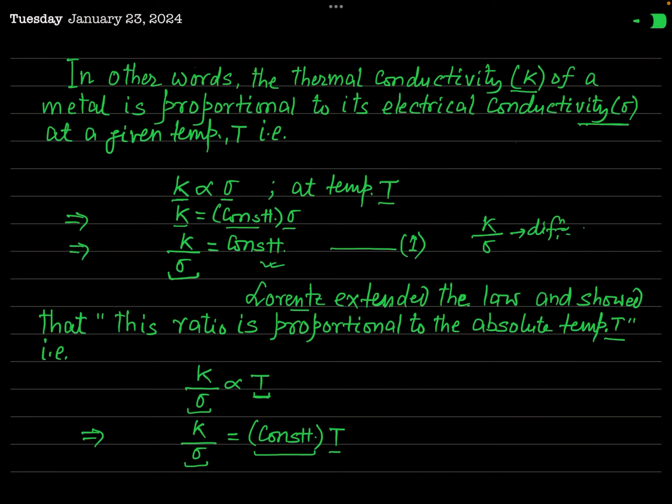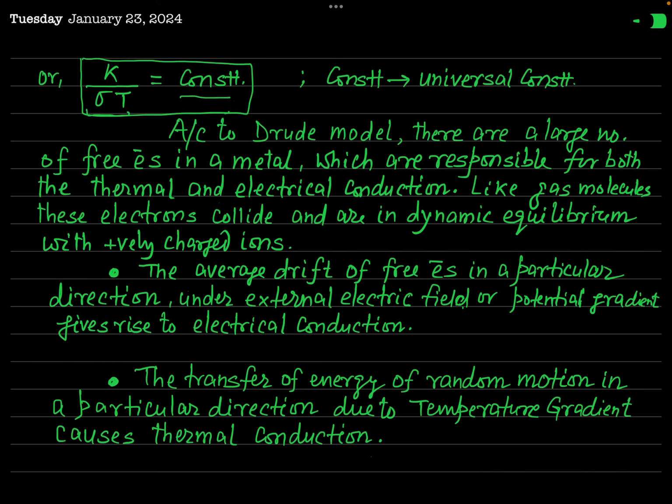basically this Wiedemann-Franz law is stated in this way, that K over sigma is equal to a constant at a given temperature. And after Lorentz modification, we state this law in this way, K over sigma T is equal to a universal constant. So nowadays, this form, K over sigma T equal to constant, is assumed as this law.